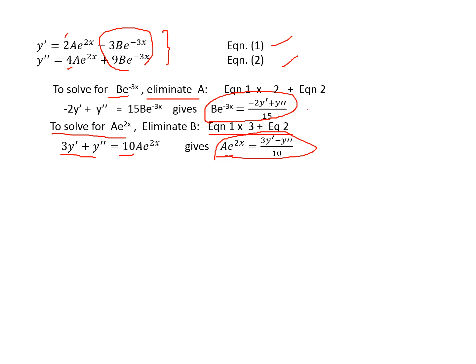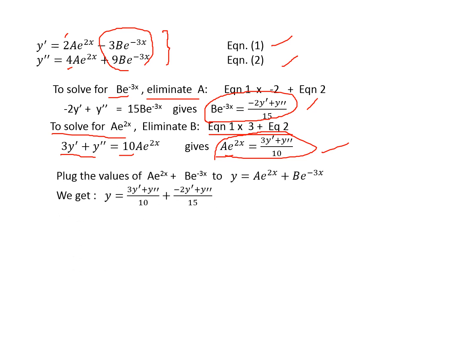And then you have b e^(-3x) and a e^(2x) already. So we can use the original equation. This is our original equation. You can plug them in there. So plug it there, and plug it there.